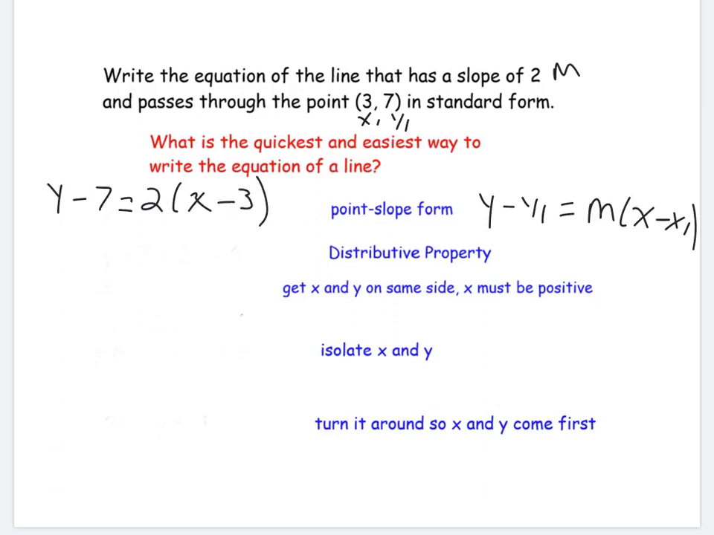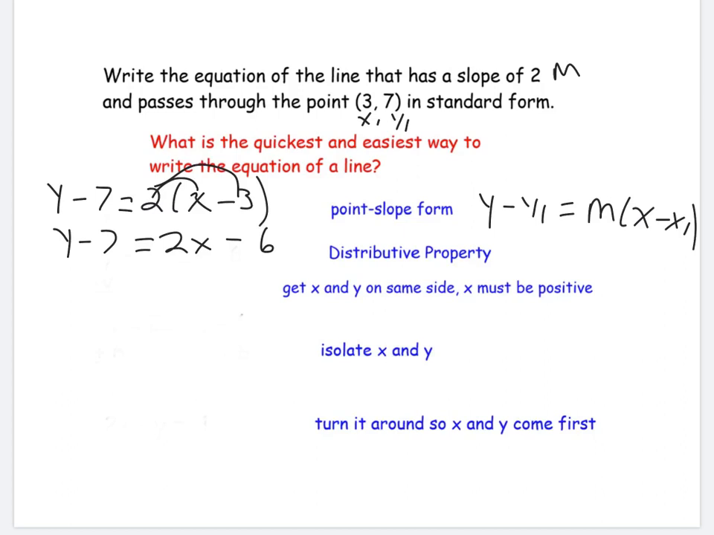Just like before, I have to simplify before I can do anything. So there's nothing I can simplify on the left, it's just y minus 7. But on the right, I can do the distributive property. I can distribute the 2 to the x and the 2 to the 3. So 2 times x is 2x minus, because that's inside the parentheses, and then 2 times 3, which gives you 6.